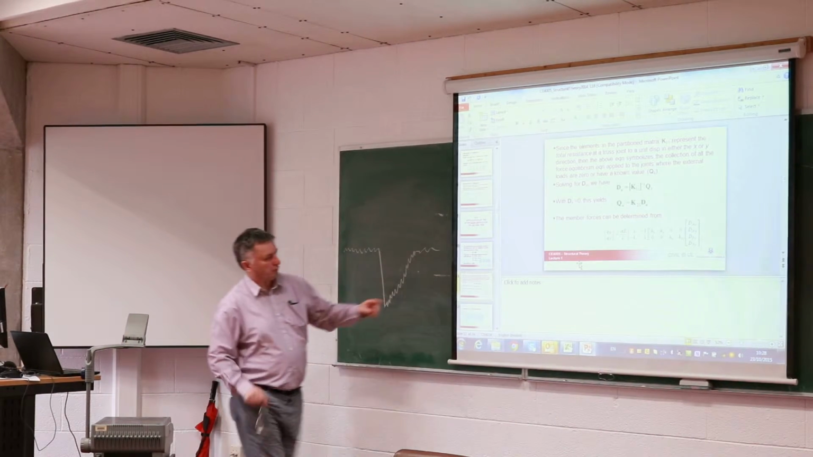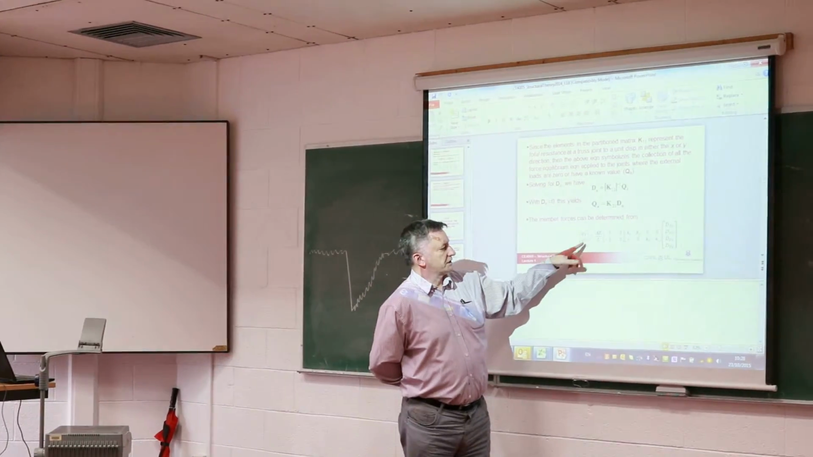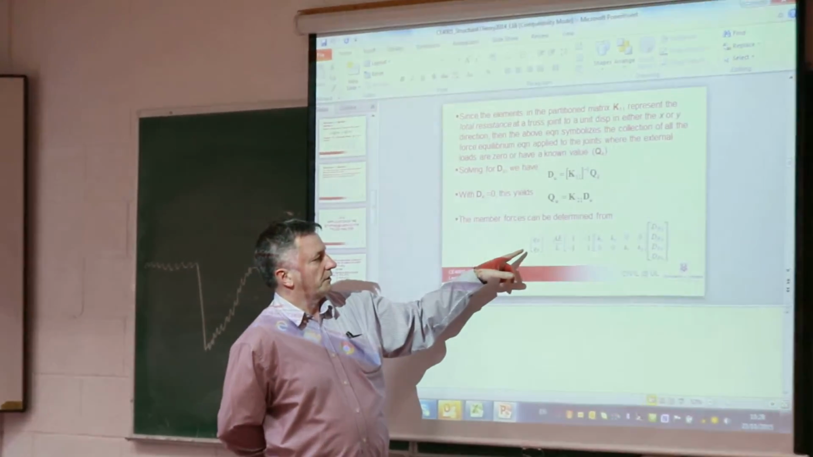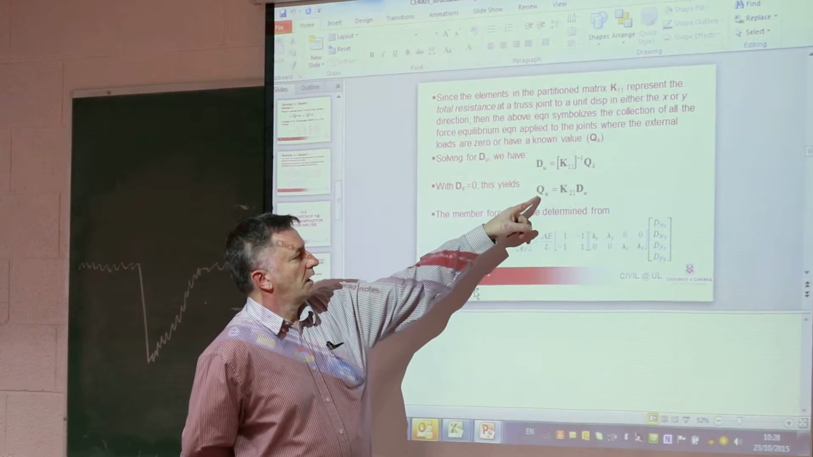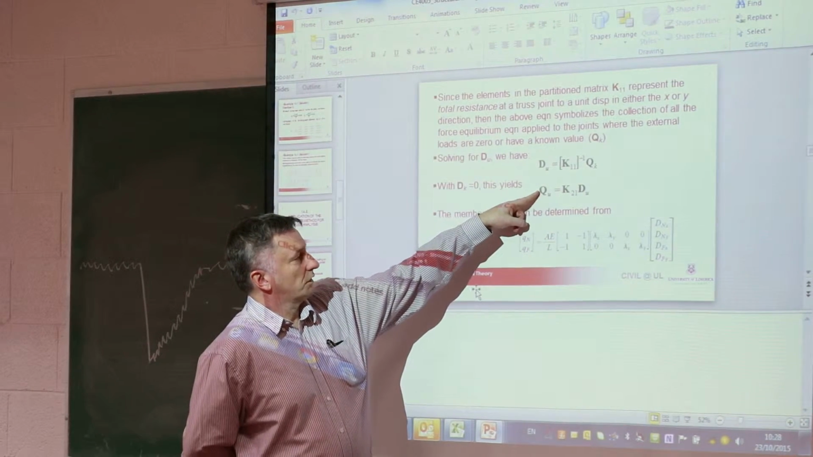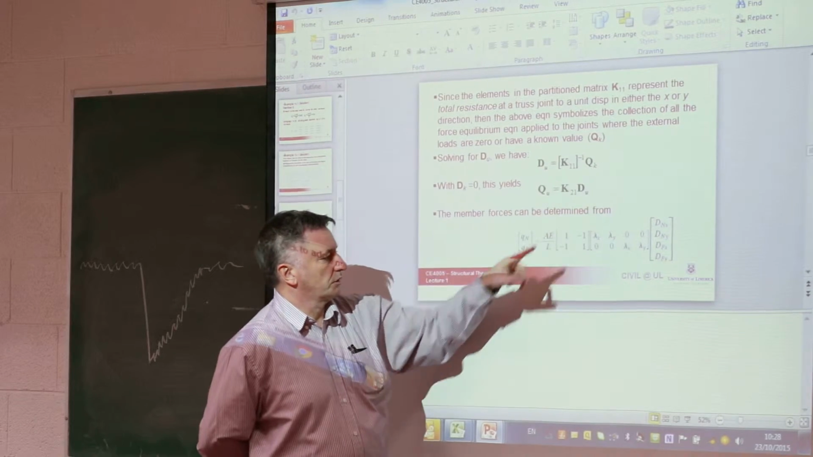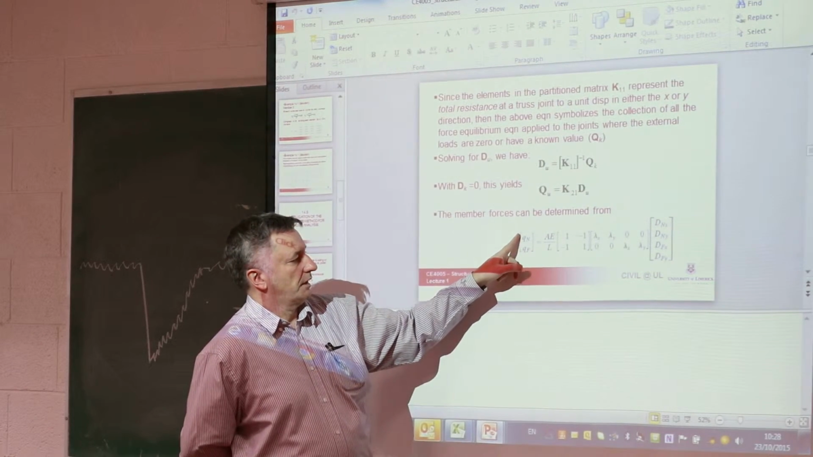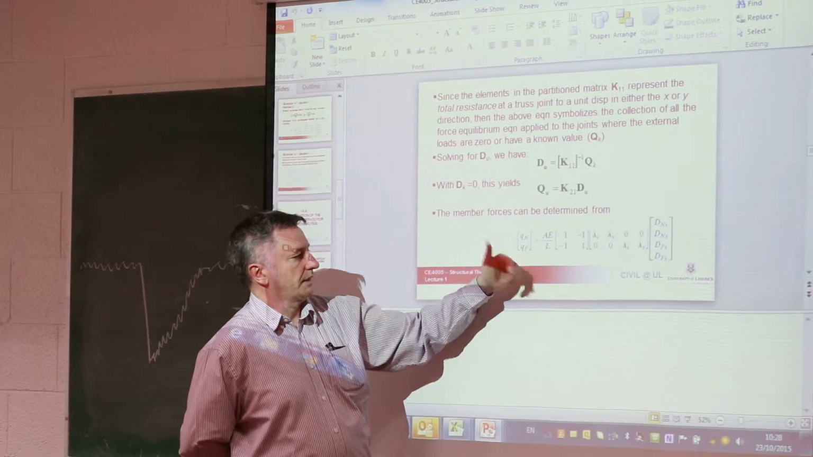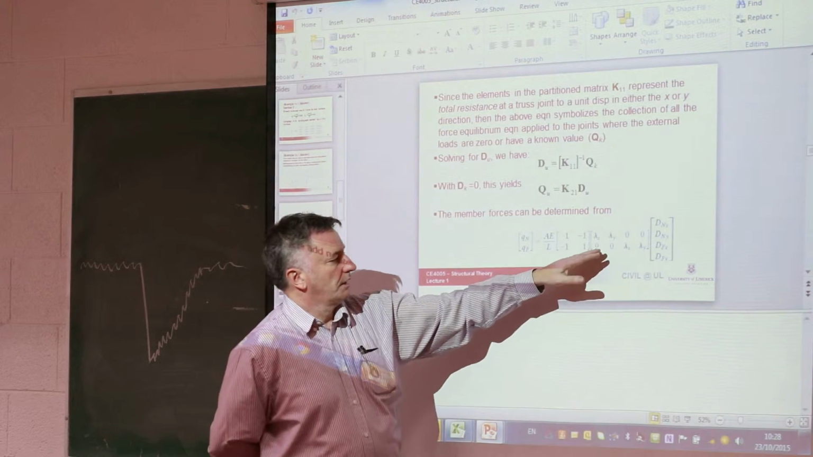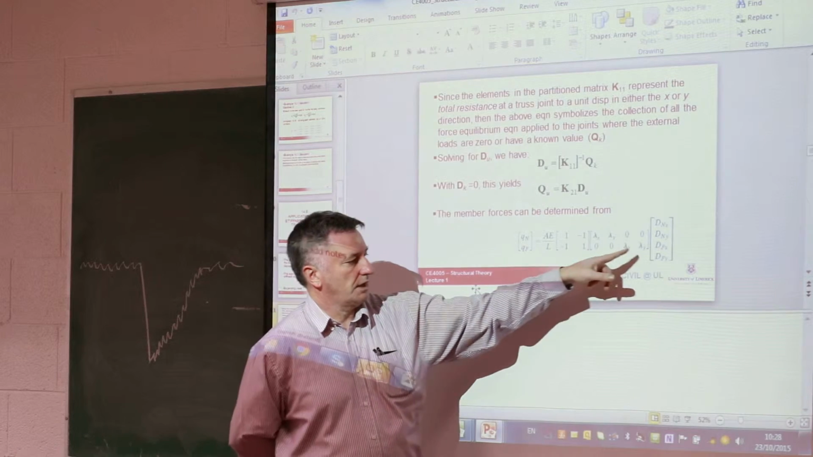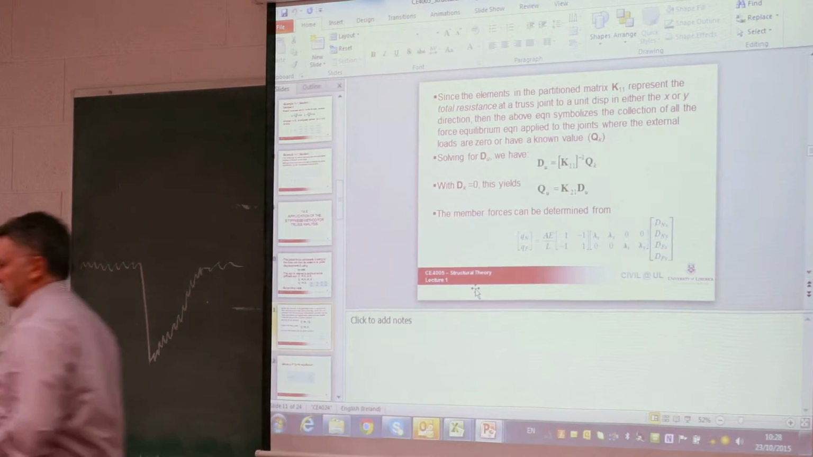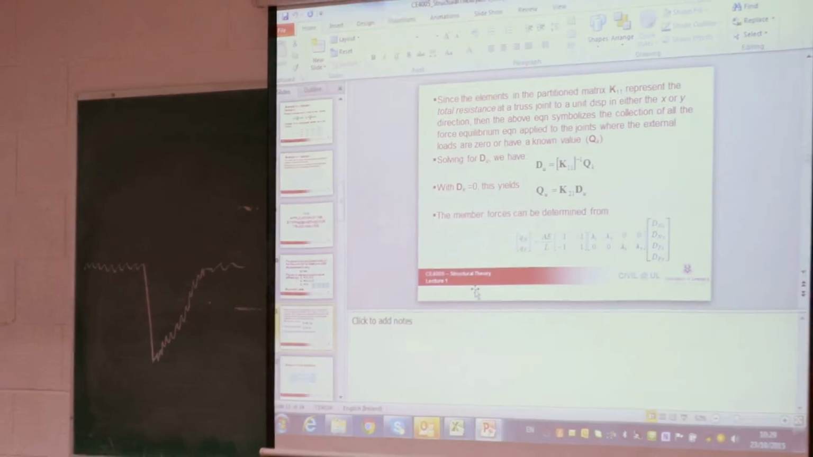So we can go back in now, having solved for the global nodal forces and nodal displacements, and we can now go back in and back substitute and find out what are the forces in the member from the individual member stiffness matrices.